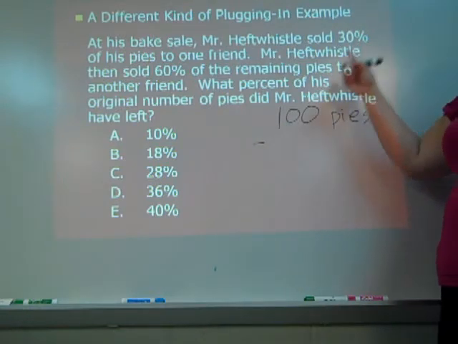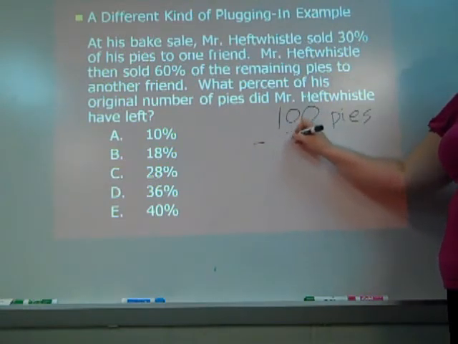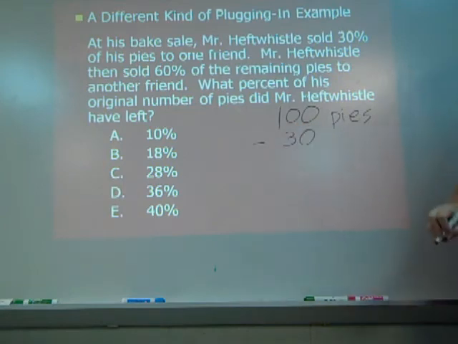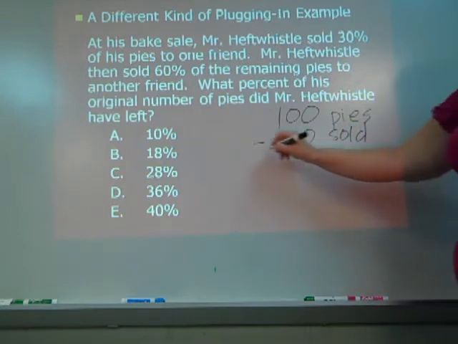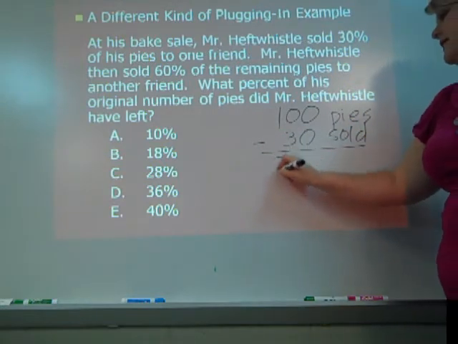Then he sells 30%. Well, 30% of 100 is 30. That's why 100 is a good one to pick, because percent means out of 100, so 30% means 30 out of 100. Since we chose 100, that's a good one. So he sold 30. He's got 70 left.